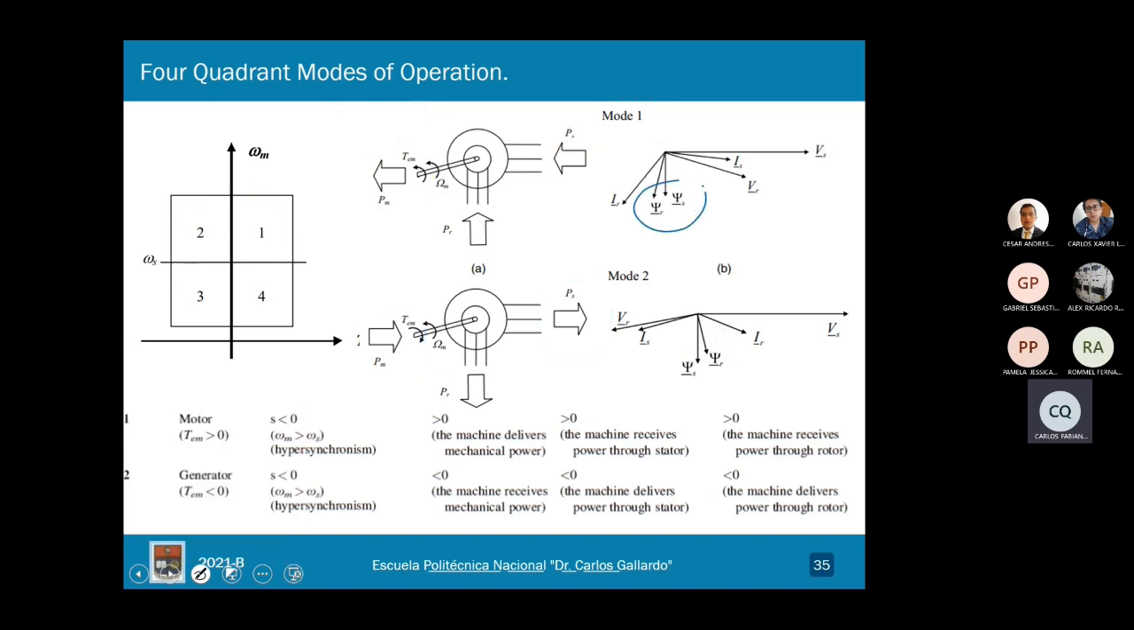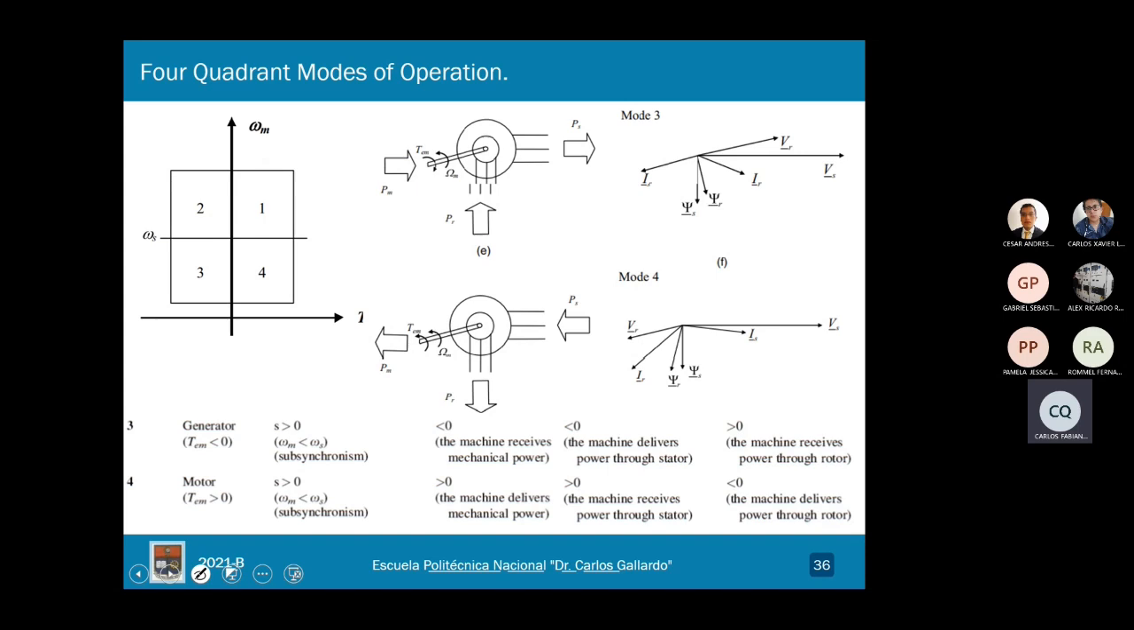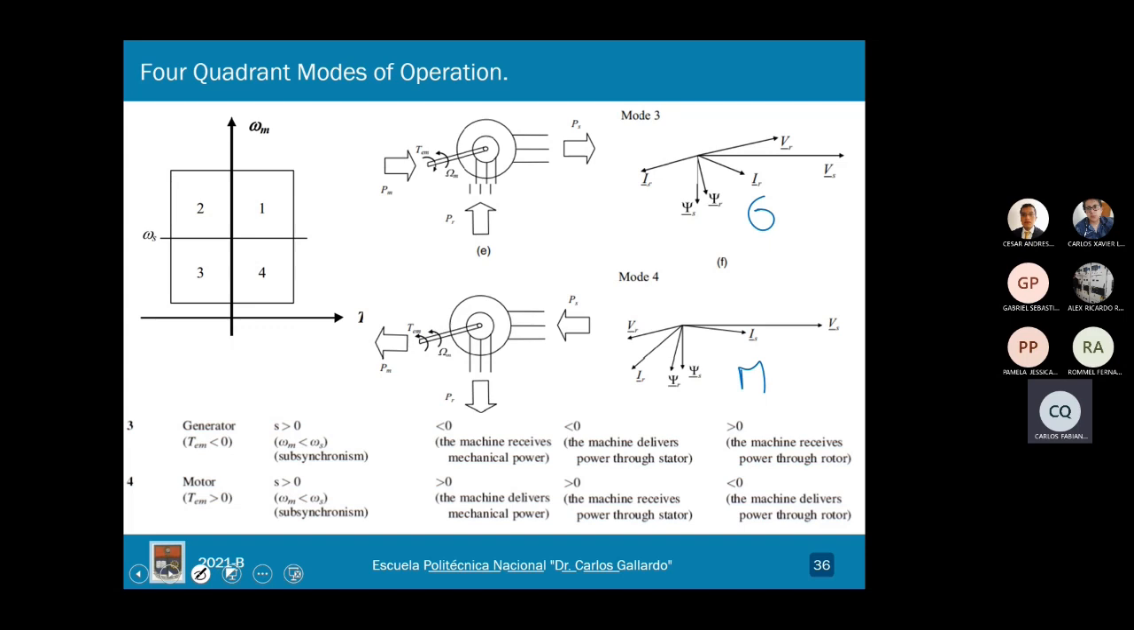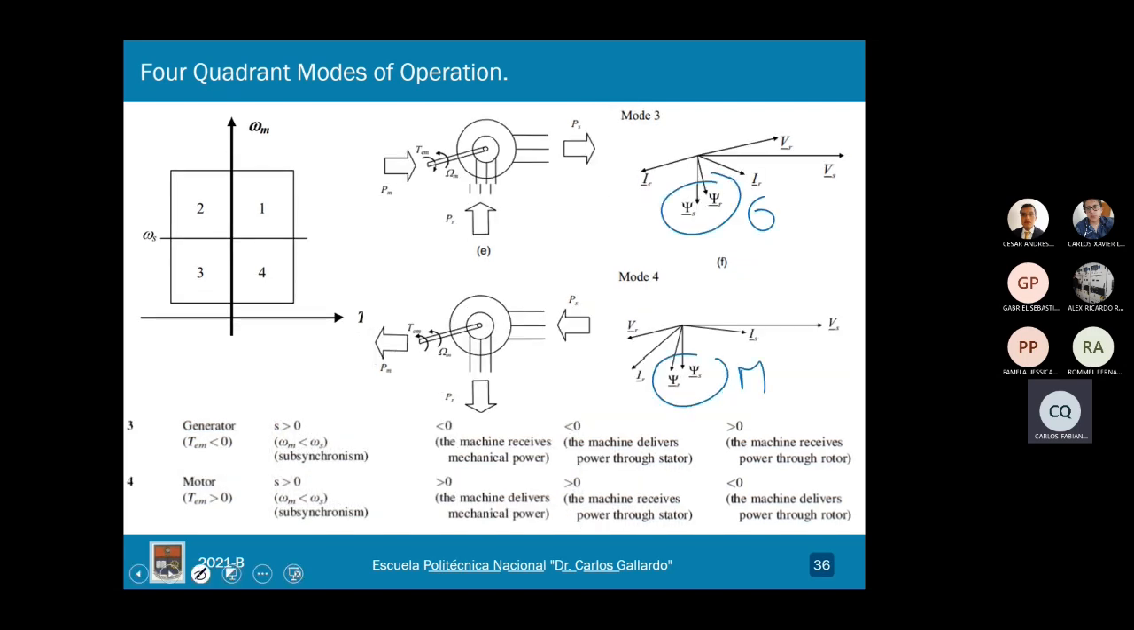Let's focus on the rotor and stator fluxes. This is motor, the second mode of operation. This is generator. Let's continue here. I will have motor, generator here, and this is motor. Pay attention to the fluxes. In this case, the rotor flux is leading the stator flux. And for the first case, mode of operation 1, I will have the motor operation. So the stator flux in this case is leading the rotor flux.